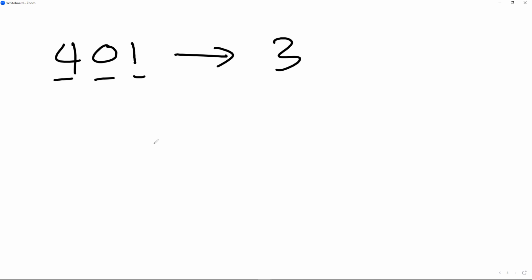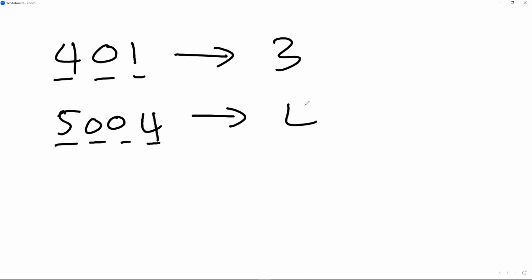Okay. Now, what if I have a number 401? There's a zero in the middle, but because the zero is surrounded by numbers on either side, we're saying that these are non-zero numbers. We count all three, so we say all three numbers are significant, so this would be 3 significant. If I've got the number 5004, all 4 digits are also going to be significant, so it will be 4.